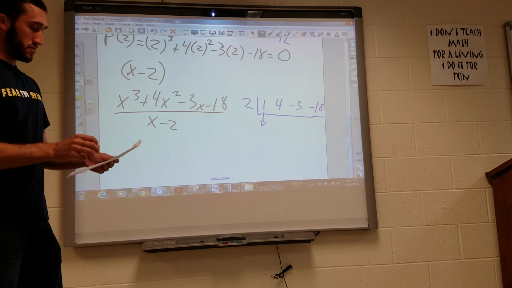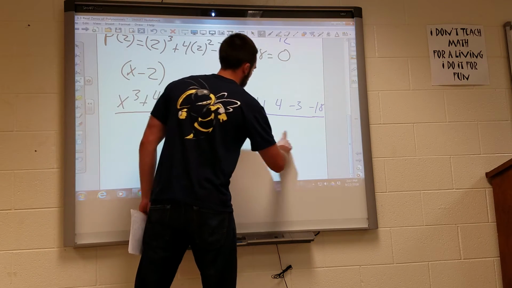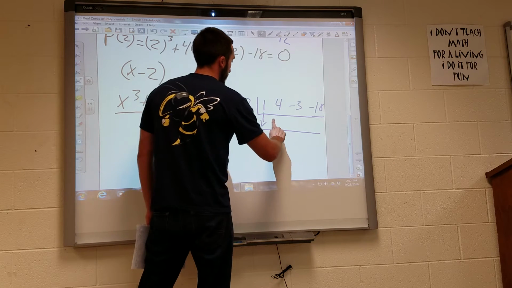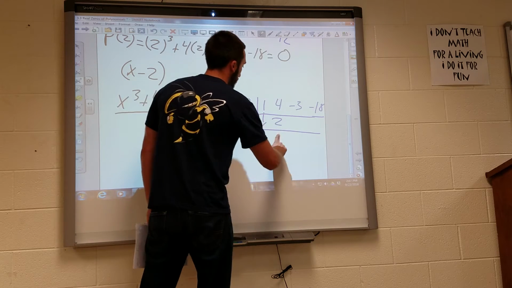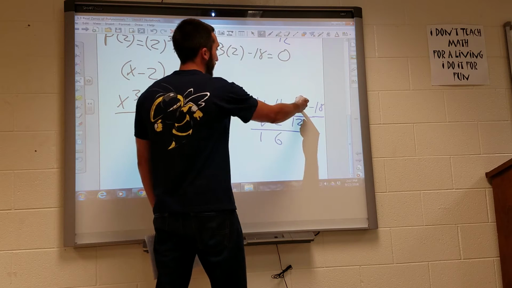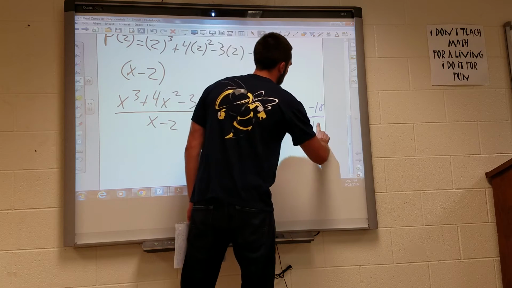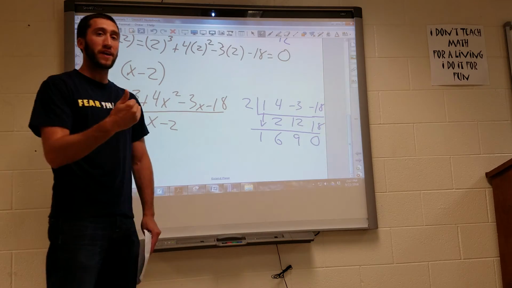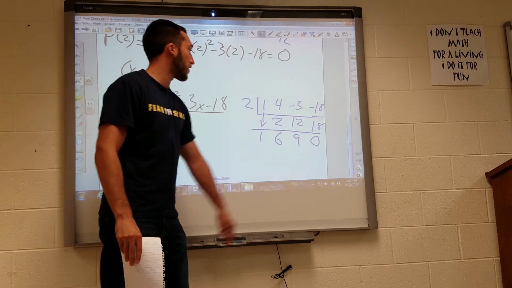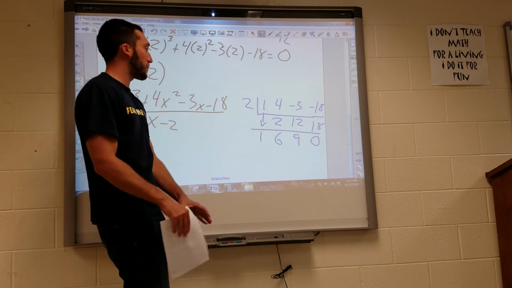carry down my 1, right? And then, so 2 times 1 is 2, 4 plus 2 is 6. 2 times 6 is 12. Negative 3 plus 12 is a positive 9. 2 times 9, 18. Negative 18 plus a positive 18 gives me 0. So this proves again that 2 is a 0 of this polynomial.